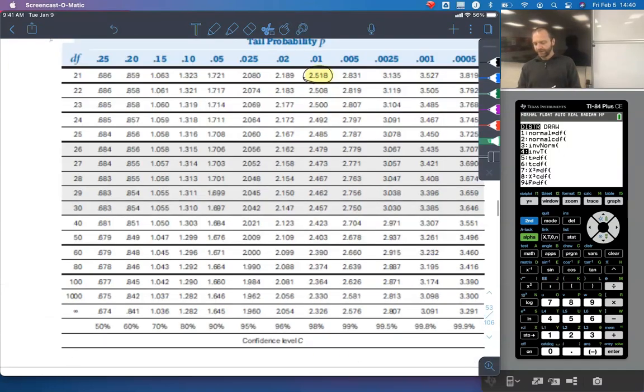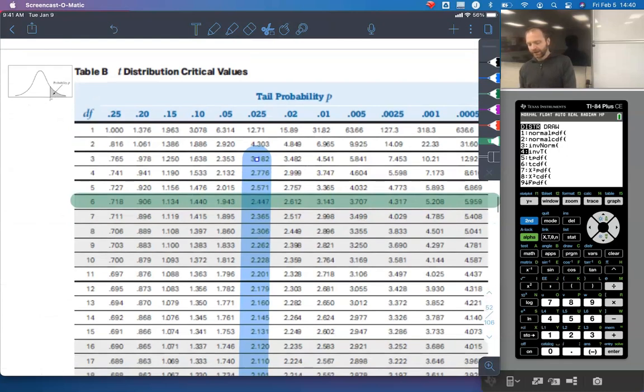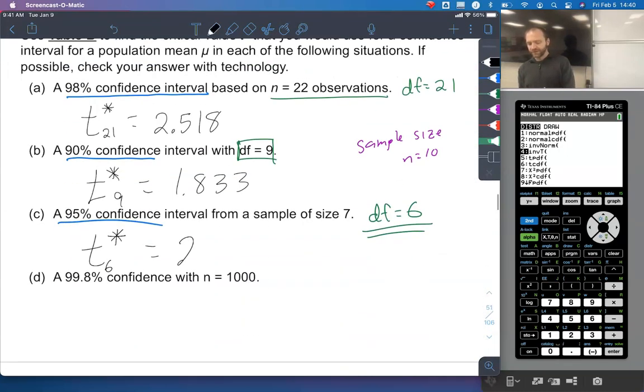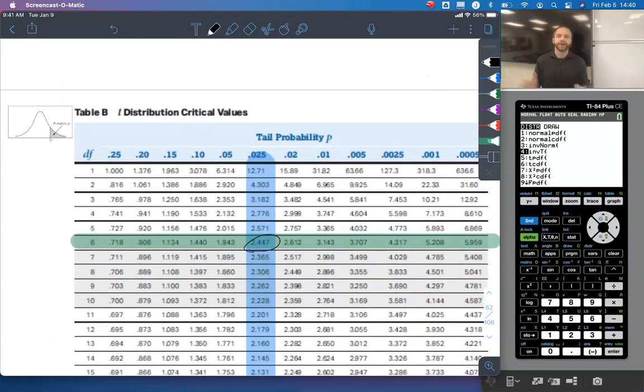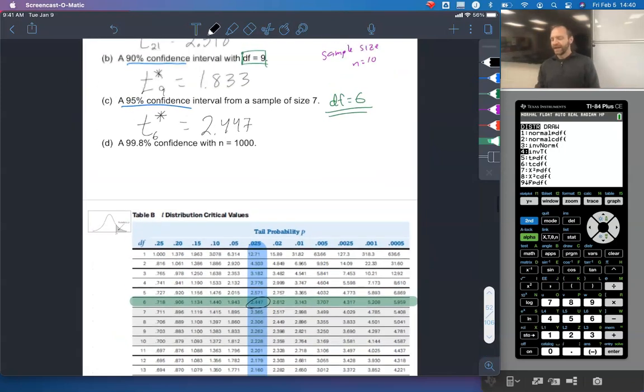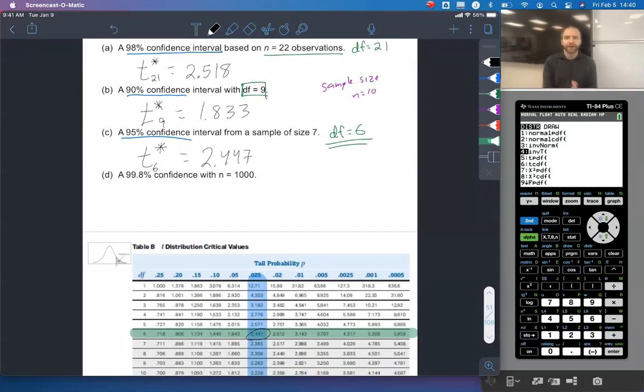So 1, 2, 3, 4, 5, 6, good, and so it looks like it's about 2.447. So 2.447 is where they're going to intersect. Perfect. I can use that to help me. So last one, here we go.